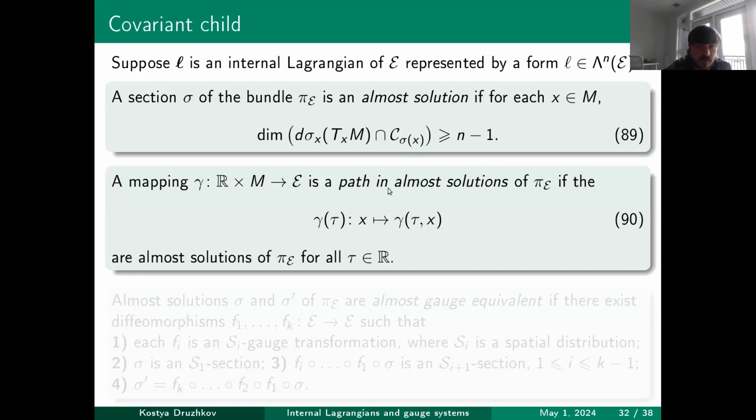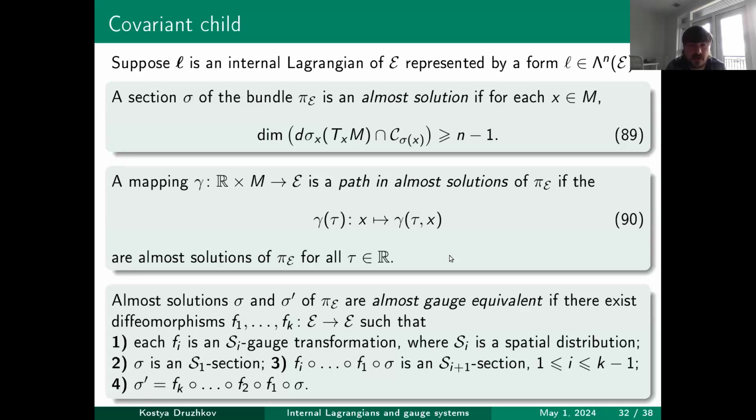And let's define pairs in almost solutions, define them the same way, nothing special. The mapping is a pair in almost solutions, and the corresponding mapping of tau are almost solutions of epsilon for all tau. The important thing here is the almost gauge equivalence relation.